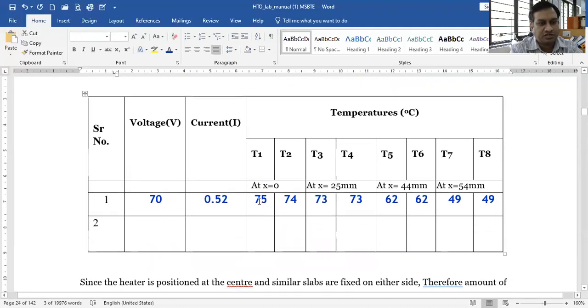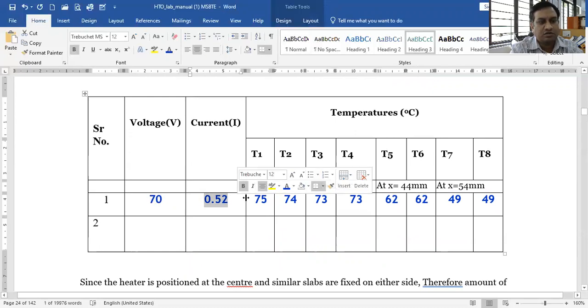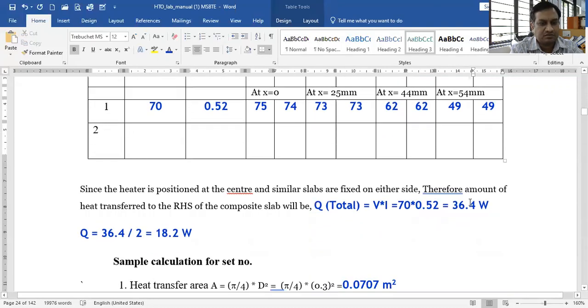Then the voltage, current and temperatures are 70 volts, 0.52 amperes. Then the temperatures are 75, 74, 73, 73, 62, 62, 49 and 49. So these are the T1 to T8 temperatures.